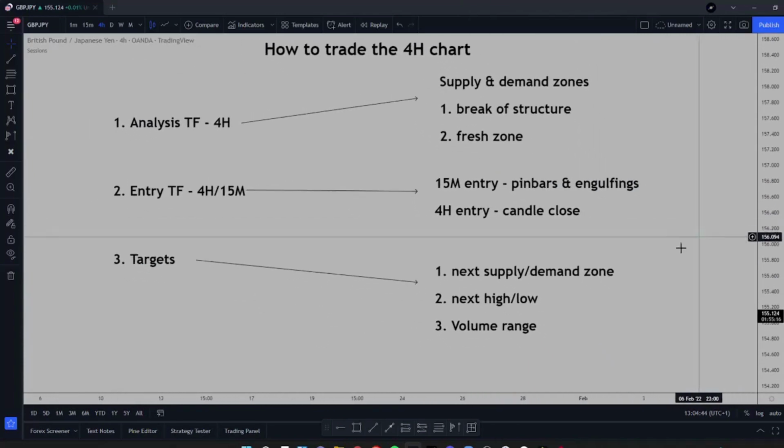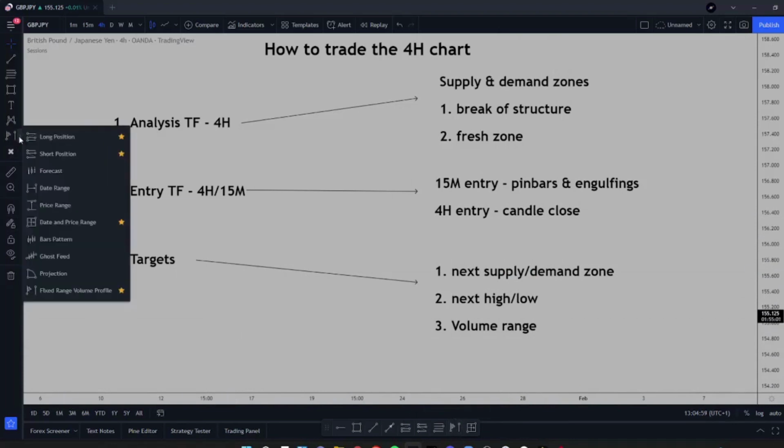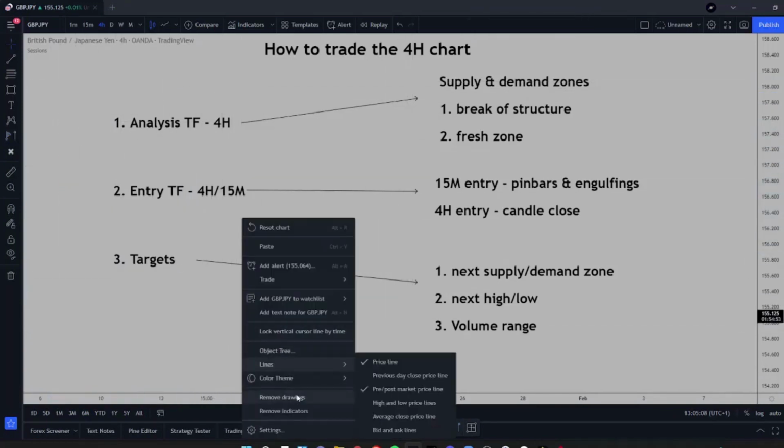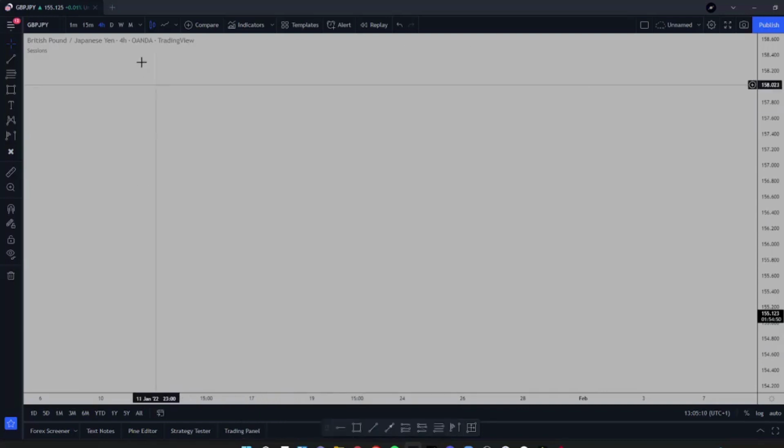Now in terms of targets, you can target the next supply and demand zone. You could target the next higher low, which obviously is going to be a closer target than this, but it's still valid. Or you can target a volume range. If you don't know what a volume range is, it's this tool, the fixed range volume profile, which you can find right here. You just place this on certain candles and you can see where most volume is. So let's remove all this and let's get to an actual chart.